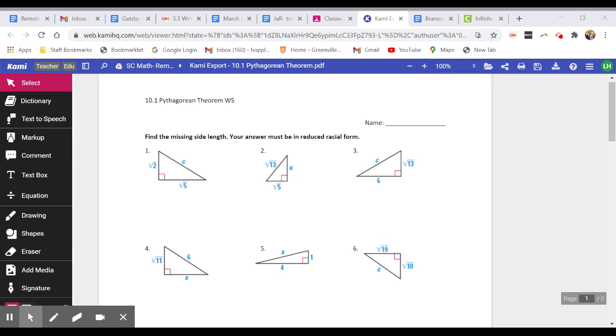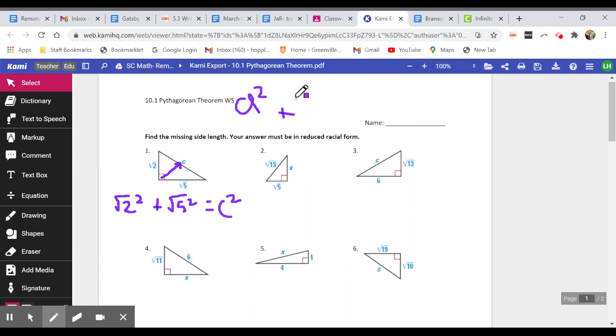So number 1, I'm going to set it up. I'm looking for my hypotenuse, that side directly across from my right angle. So I know that's c. So I'm going to set it up as root 2 squared plus root 5 squared equals c squared. And I'm going to write up here, just as a quick reminder, the Pythagorean theorem, a squared plus b squared equals c squared. Sorry, I got crazy handwriting.